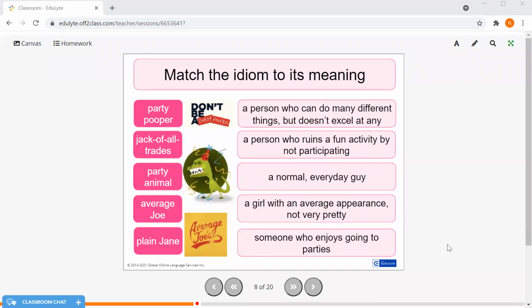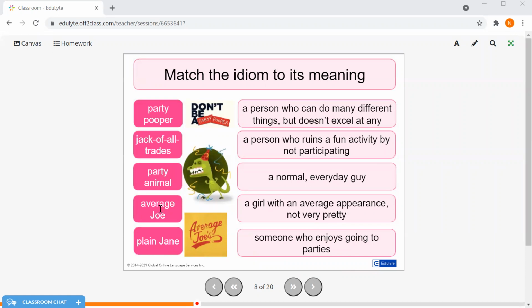Now let's try and match the ones on the left with the ones on the right. Party pooper. It would normally mean a person who ruins a fun activity by not participating. Jack of all trades. A person who can do many different things but doesn't excel at any. Party animal. Someone who enjoys going to parties. This is something we hear quite often.